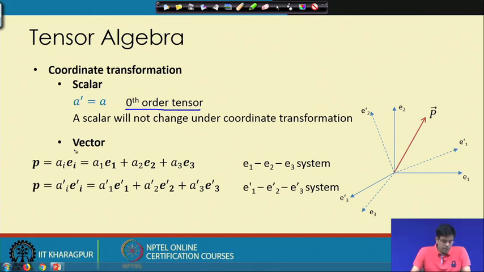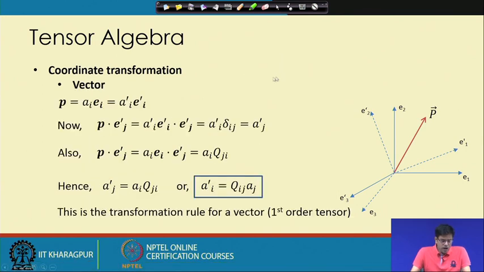Now, simply the vector, if we write it in these two different coordinate systems, Ai Ei and Ai prime Ei prime, it will be like this. How Ei and Ei prime are related, we know from the previous slide. So, we can conveniently transform the vectors from one coordinate system to another coordinate system. Now, if we really want to derive that, then it is very simple.